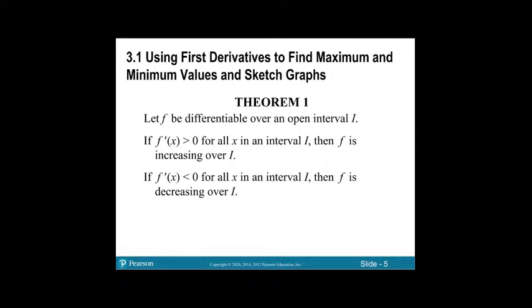Then we have this theorem. Let f be differentiable over an open interval I. If f prime of x is positive for all x in that open interval I, then f is increasing, right? So if the derivative is positive, then we say that the function is increasing over that I. If the derivative is negative for all x in the interval I, then f is decreasing over the interval I. Remember, we said that the derivative was the slope of the tangent line, right? So if we consider the slope of the tangent line for all points on some open interval, and all of those slopes are negative, then we say that the function is decreasing.